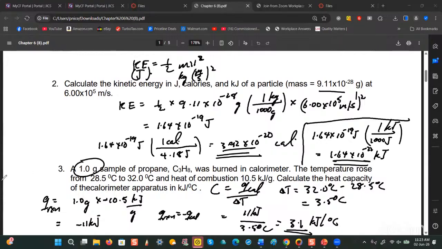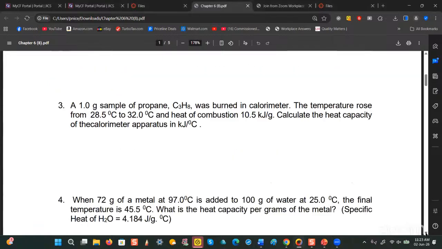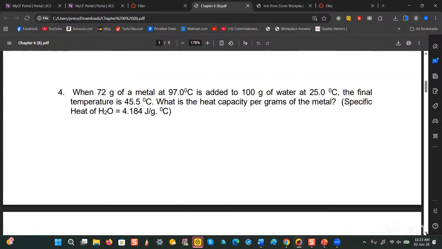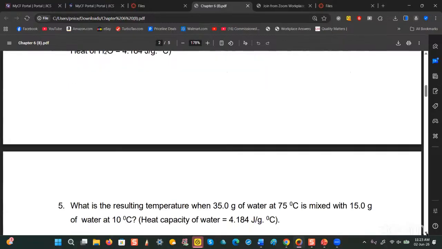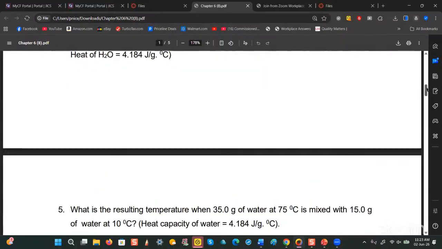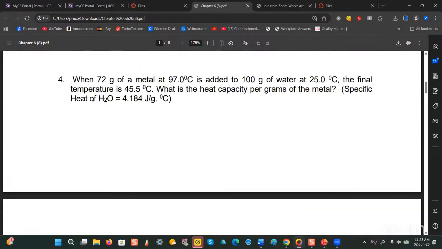All right, let's clear this and scroll down. Okay, so this one is kind of similar to the example that we saw before. Let's just see something. Okay. So this one says when 72 grams of a metal at 97 degrees is added to 100 grams, and I just realized there's a typo here. So make sure you make this change. There should be a decimal point right here, right? So make sure you make a note of that, all right?